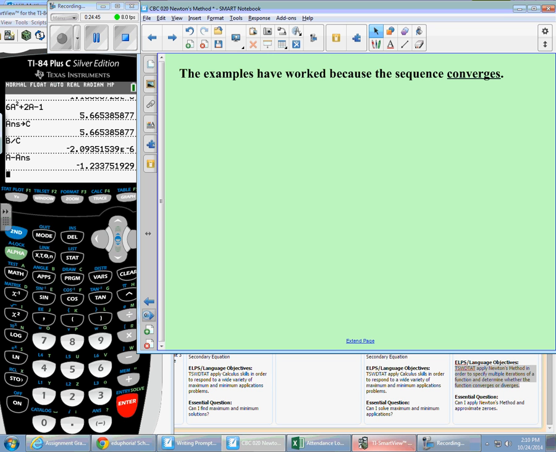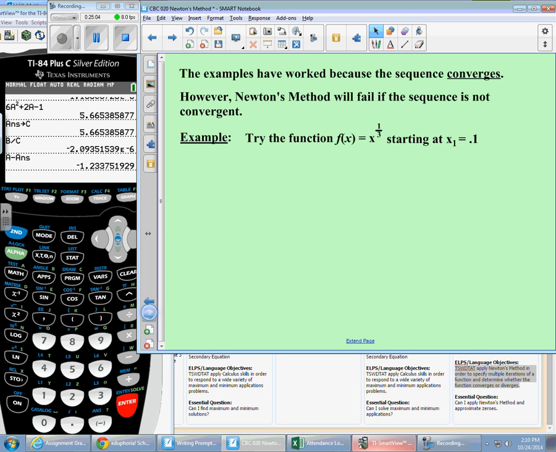Okay, one final thing to look at. Newton's method has worked because the sequence that we have been using has been converging, meaning it is homing in on a particular location. Newton's method will fail if the sequence is not convergent. So for example, and I'm going to go through this really quickly without taking time to look at the calculator stuff. We'll just look at the values as they unfold.